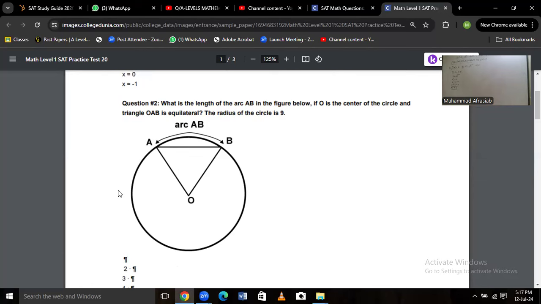What is the length of the arc AB in the figure below? If O is the center of the circle and the triangle OAB is an equilateral triangle, the radius of the circle is 9. So we will give the answer of this part.